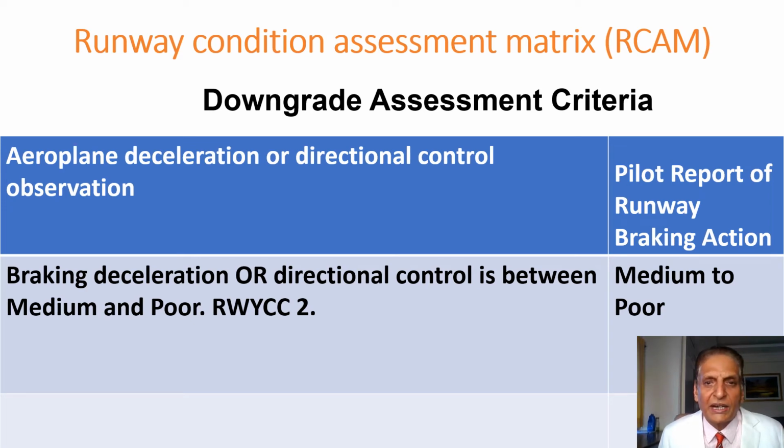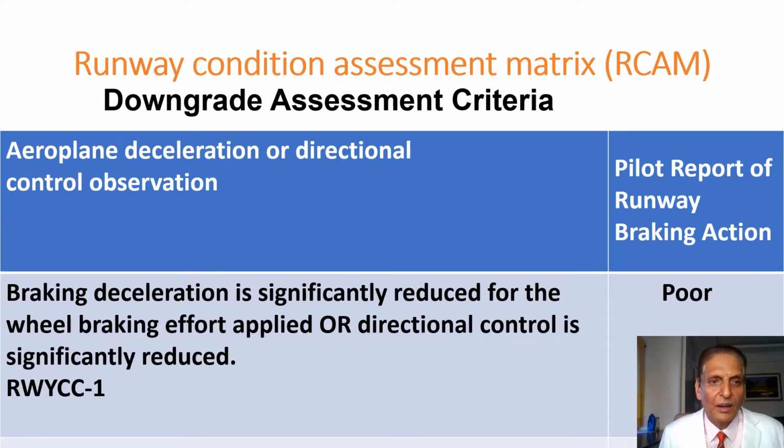Braking deceleration or direction control is between medium and poor. This will have runway condition code 2, and the pilot report of runway braking action will be medium to poor. Braking deceleration is significantly reduced for the wheel braking effort applied, and direction control is significantly reduced. For this, the runway condition code will be 1 and the pilot report of braking action will be poor.